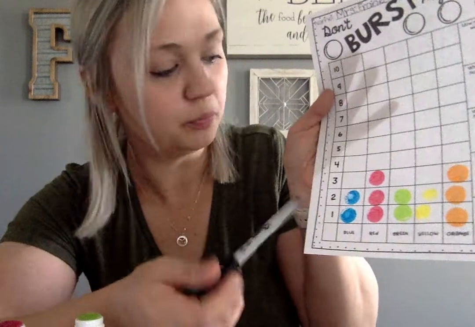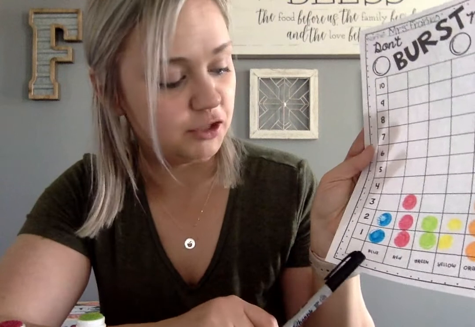Next question. Which color did you have the most of? While looking at my graph, I see that red and orange both have 3, so they're tied. So I'm going to write red and orange. Which color did you have the least of? Well, if I look here, I actually have a 3-way tie. I have 2 blue, 2 green, and 2 yellow.